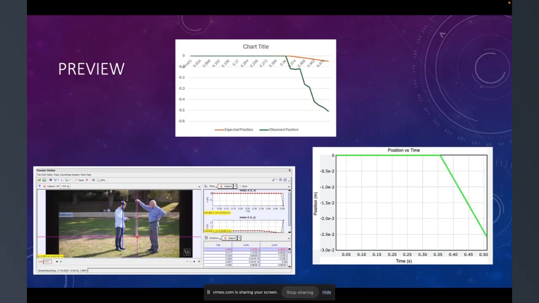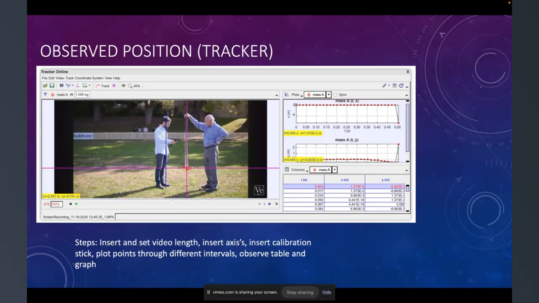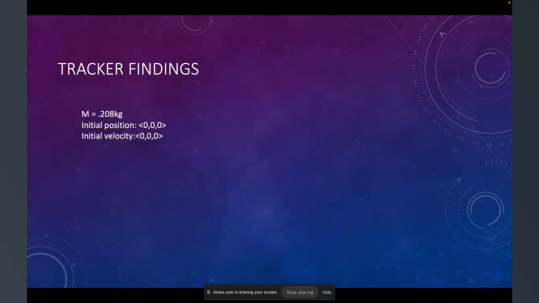This is a little preview for our results. So for our observed position using Tracker, what we did is we inserted our video, then set the video length. We inserted our axes using the coordinate plane. We put the 0, 0 at the bottom of the slinky. We inserted our calibration stick by using Derek's height, which is 1.75 meters. And then we plotted points at different intervals of the falling slinky, and then observed the table and graph.